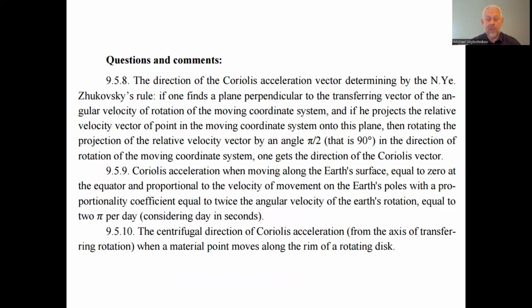958. The direction of the Coriolis acceleration vector determined by the Zhukovsky rule. If one finds the plane perpendicular to the transfer vector of the angular velocity of rotation of the moving system, and projects the relative velocity vector of the point of the moving coordinate system onto this plane, then rotating the projection of the relative velocity vector by an angle of pi divided by 2, that is 90 degrees, in the direction of rotation of the moving coordinate system, one gets the direction of the Coriolis vector. This is the technique to find the direction by the Zhukovsky rule. Sometimes this is very convenient.